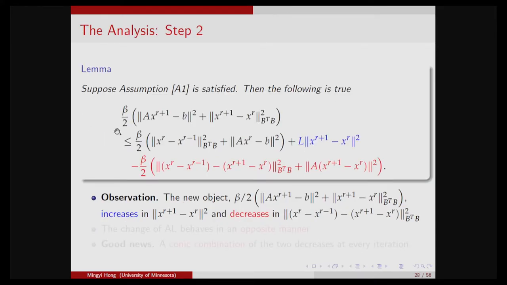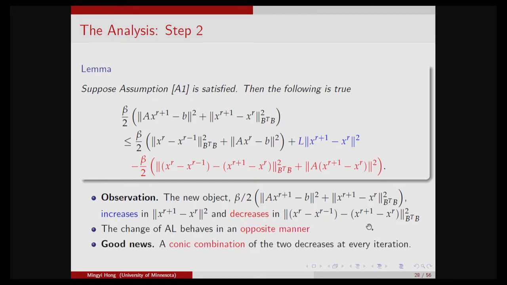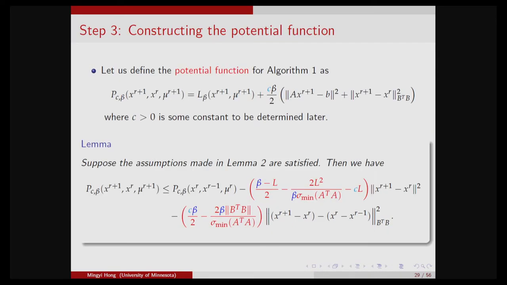Okay, so the next lemma says that the change in the constraint violation, x^{r+1} minus b plus the difference here, can be upper bounded by L times the difference squared minus this term. So this is actually the desired term that we want. It's a minus here. The observation here is that the new objective increases in the difference of x squared and decreases in this new term. So then we can combine them together. I'm not going into detail of this. You can combine the augmented Lagrangian plus this new term to make the entire thing descend.